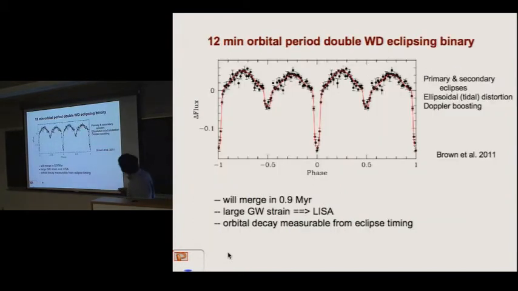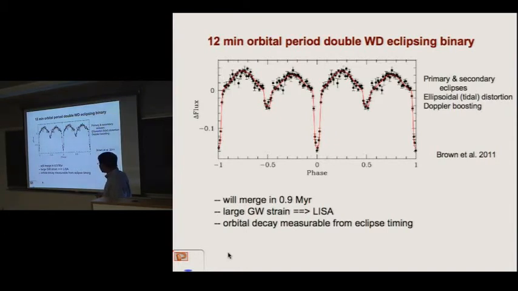And as I mentioned, these systems have been detected especially over the last few years. There are a number of ongoing surveys trying to detect many of these compact white dwarf binary systems. Here is just one example from last year, a 12-minute double white dwarf binary system, double eclipsing: one dip, two dips, so there are two eclipses within one orbit. And we see all kinds of interesting classical binary phenomena. And the period is very short.